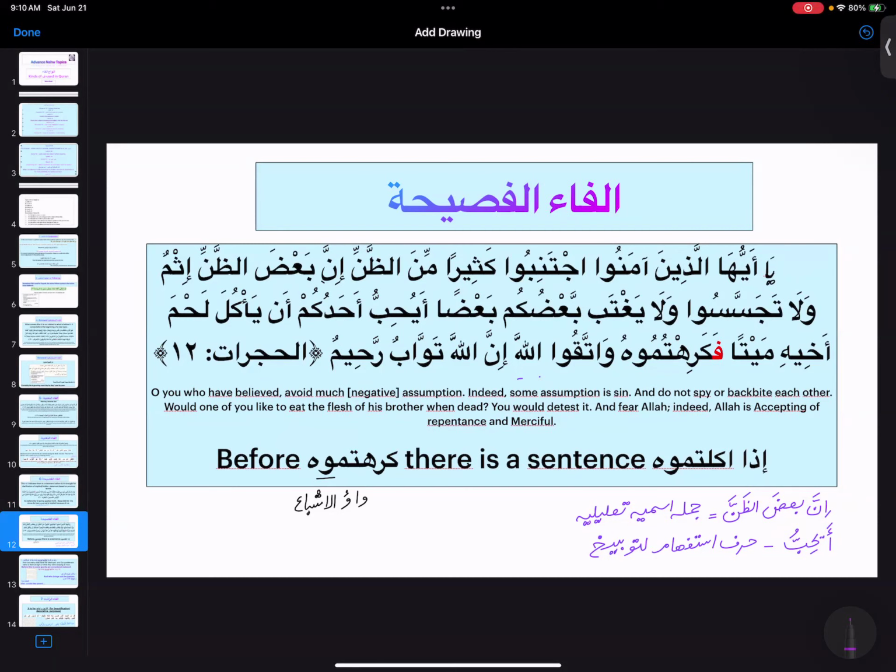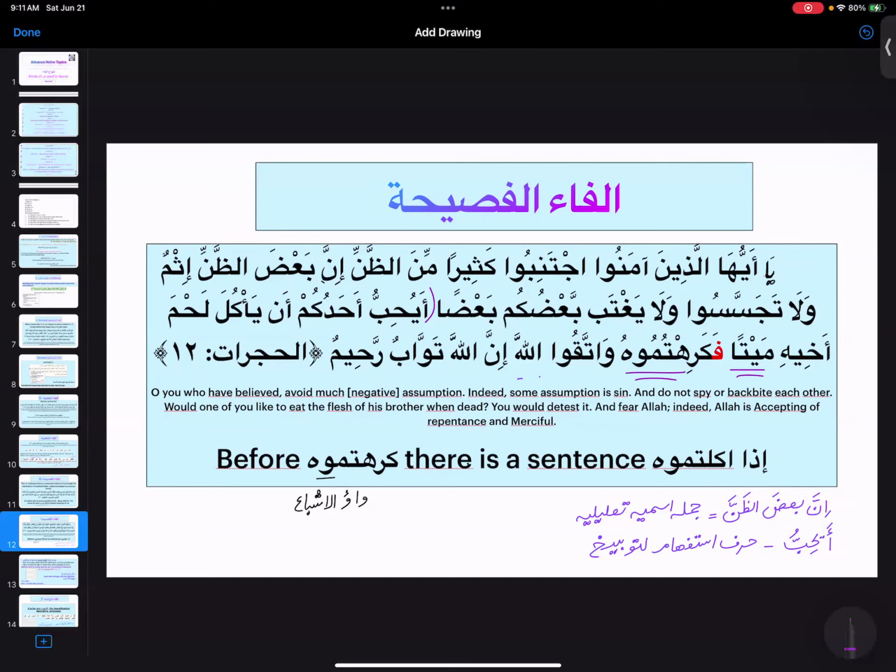Another example we can remember is Ya ayyuhallazina amanu ijtanibu kaseeran minaz zanni inna ba'da zanni ismun wa la tajassasu wa la yaghtab ba'dukum ba'dan, right? And then ayuhibbu ahadukum an yaqula lahma akhihi maytan. Are you going to like that you eat the laham of your brother, and your brother is not even alive, maitan, the dead one, right? And then it says fakarihtumuhu.